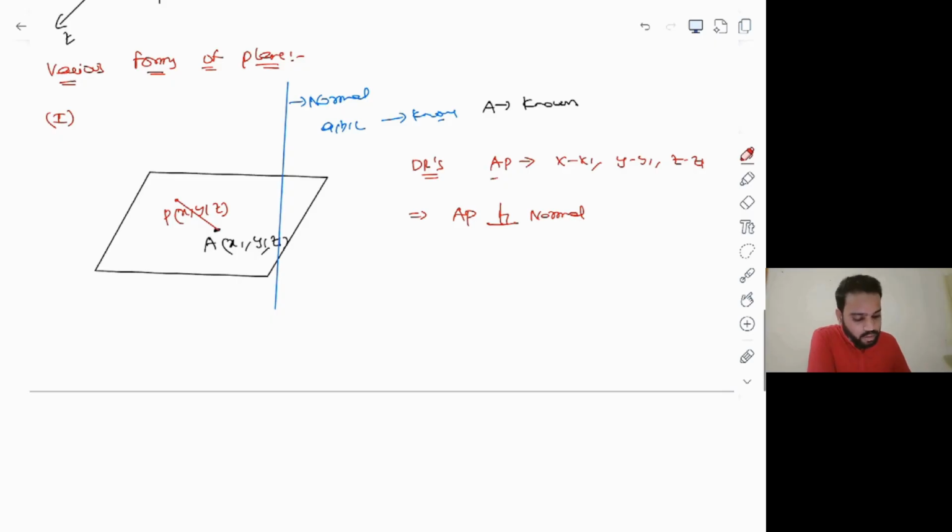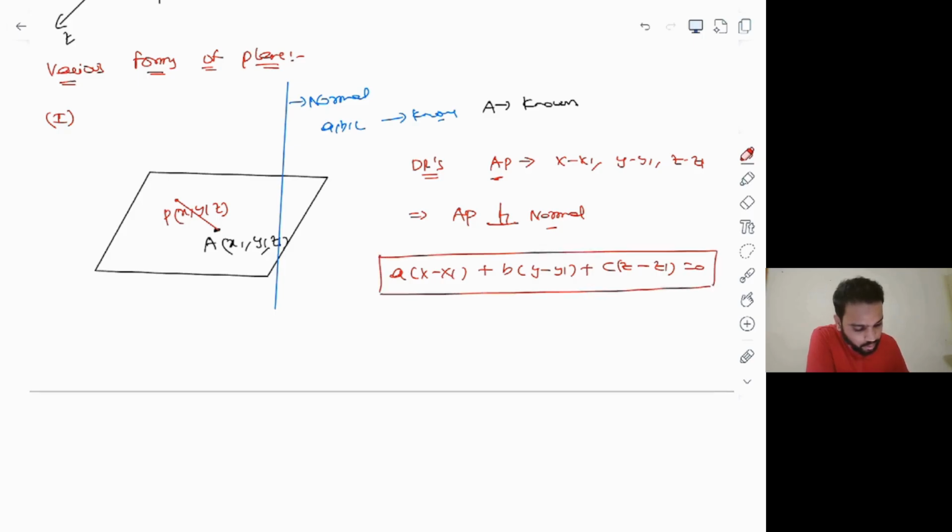So clearly we have the DRs of AP, we have the DRs of the normal also, and we know that the two straight lines are perpendicular to each other. So whenever we have two lines whose DRs are known to us and are perpendicular to each other, what is our formula? a1 a2 plus b1 b2 plus c1 c2 is equal to 0, right? So let's apply that, which will be a into x minus x1 plus b into y minus y1 plus c into z minus z1 is equals to 0. So this is the first formula related to the construction of planes.